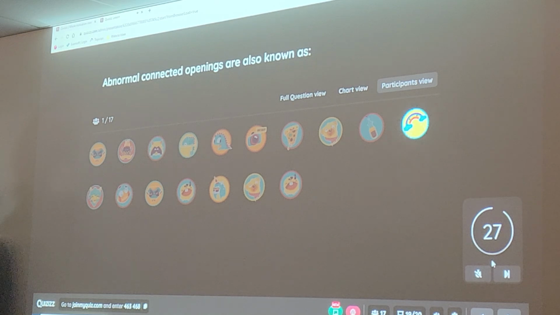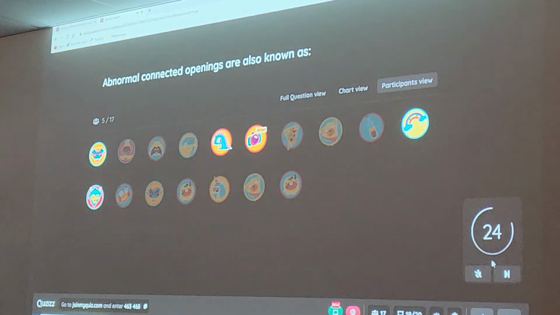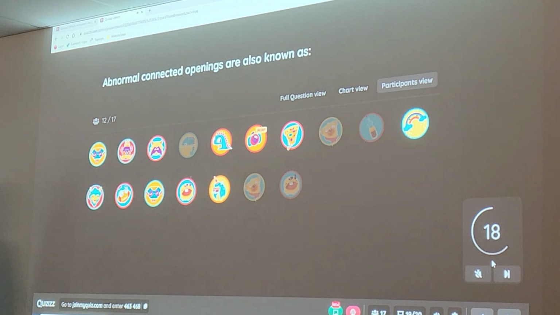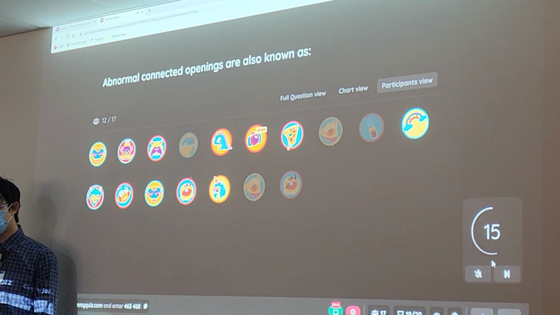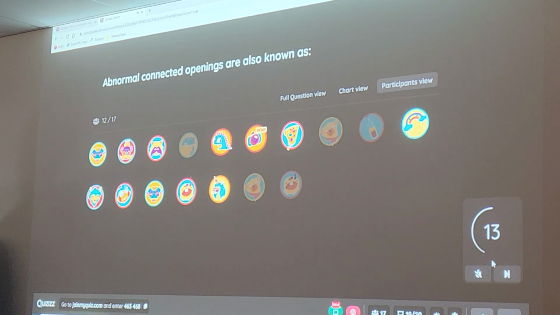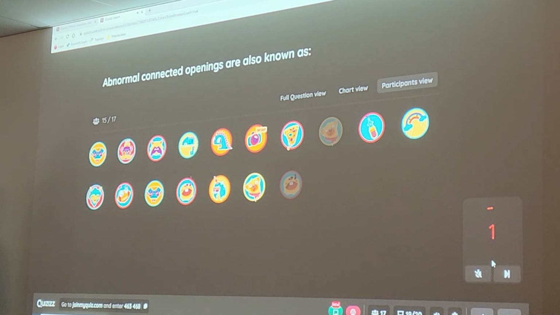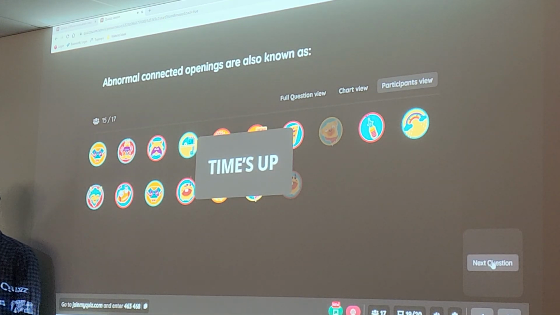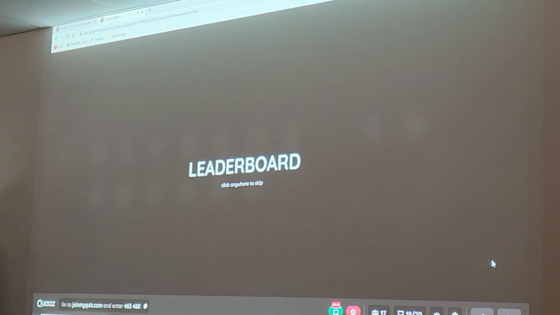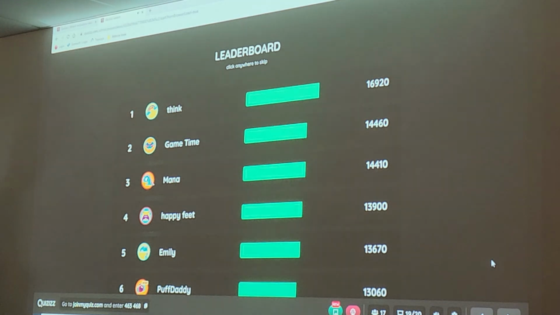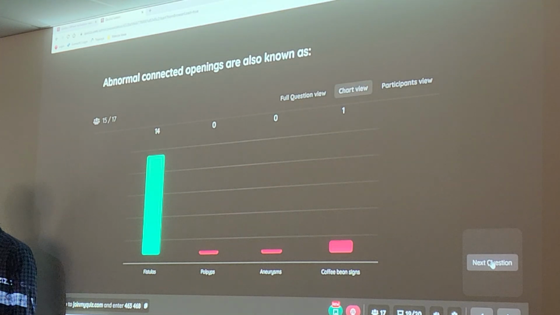Abnormal connected openings are also known as what? What is the other name for abnormal connected openings? Remember, we talked about this in connection with Crohn's disease. Okay, so, did everyone get fistulas? Let's find out. Very good, fistulas.